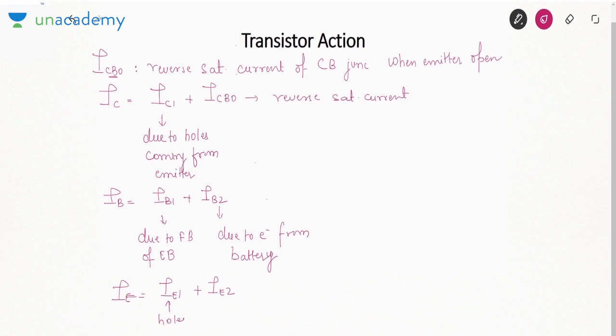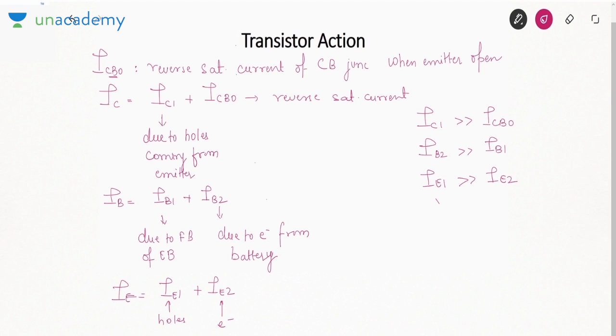This is due to holes and this is due to electrons. Now, in all these terms, if I talk about comparison, IC1 is much greater than ICBO always. Similarly, IB2 is much greater than IB1. Similarly, IE1 is much greater than IE2. These relations exist between these currents.